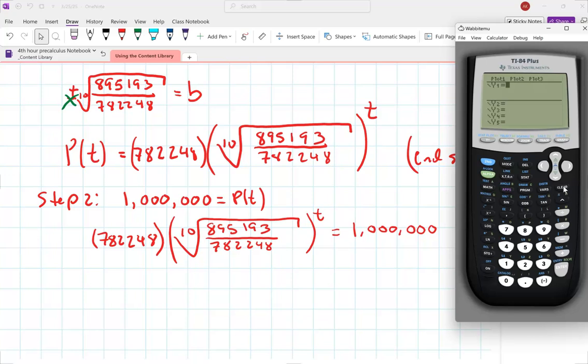So into y1, I'm going to type in the left-hand side. So 7, 8, 2, 2, 4, 8 times. Now, do you guys know how to get a 10th root into your calculator? So the way to do that is you type the number 10, and then you press the math button and pick command 5. And there's your 10th root. And then I'll make my fraction.